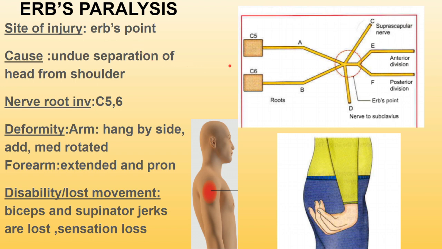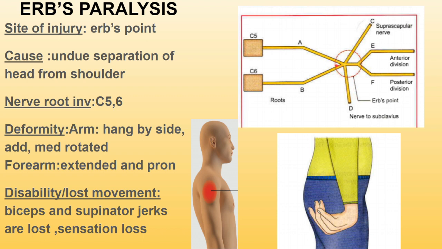If you remember, I told you in the brachial plexus video that the brachial plexus has mainly three trunks, that is upper, middle and lower trunk. This Erb's point is present in the upper trunk of the brachial plexus. The upper trunk is formed by the union of two roots, that is C5 and C6. And it has two branches: the suprascapular nerve, C5 C6, and the nerve to subclavius, C5 C6.